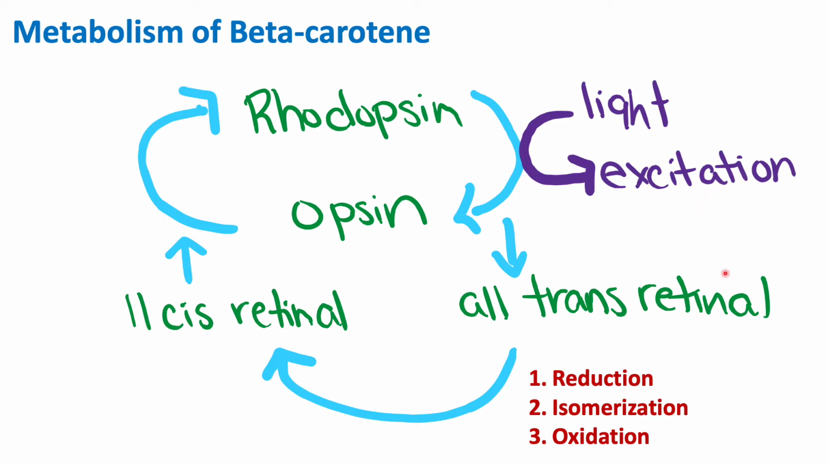Now, when we have all trans retinal, we have to convert it back into 11-cis retinal in order for that excitation and light absorption to occur again. So this is somewhat of a cycle. And in order to go from all trans retinal back to 11-cis retinal, there are three steps that we must take: a reduction, isomerization, and an oxidation reaction, which we will now go into detail about.